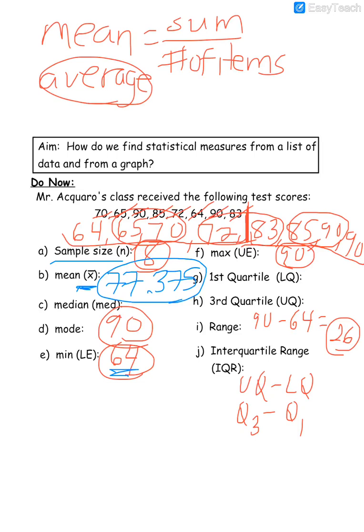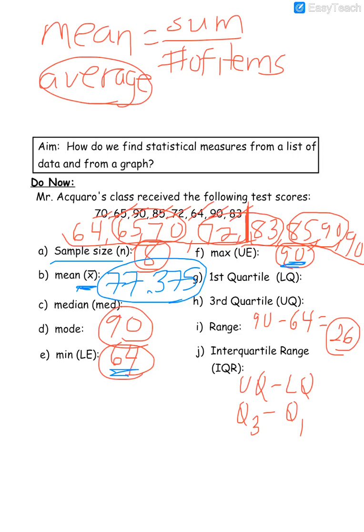So scroll down a little bit now. You're going to see min, Q1, med, Q3, max. Does everybody see what I'm looking at now? So I have n, min, Q1, med, Q3, max. So the min is my minimum, which is 64. Max is my maximum, which is 90, which we got already.